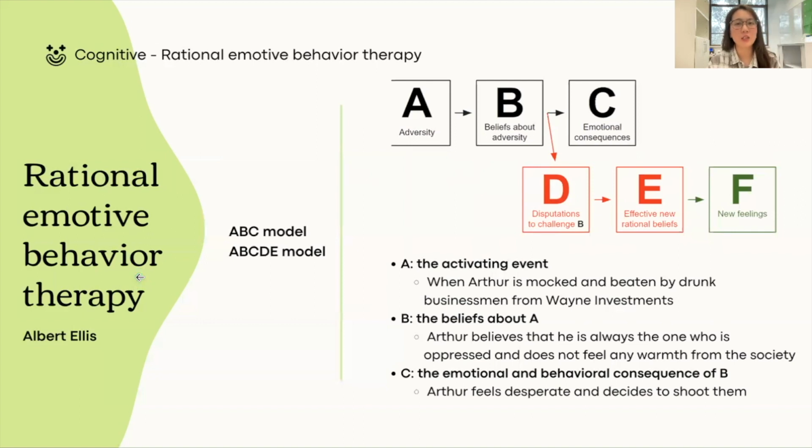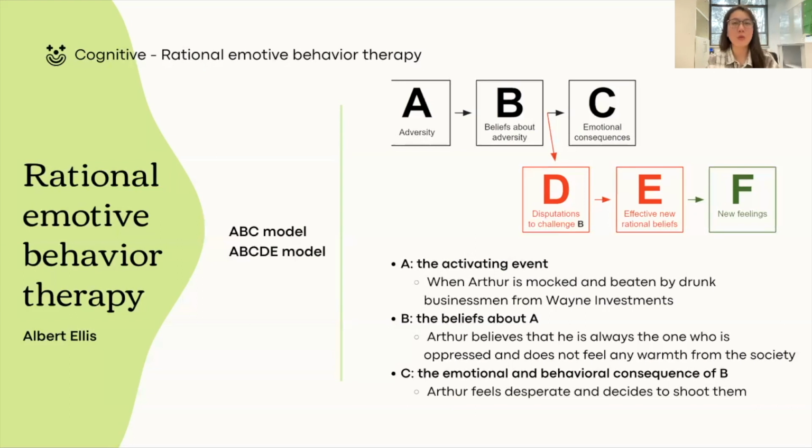Thus, the contradiction that arises here and the role of control lead to the development of the ABC model. Let's also take Arthur's first shooting scenario. A refers to the activating event, such as Arthur being mocked and beaten by the drunk businessmen. B refers to the beliefs about A, such as Arthur believing that he is oppressed and does not feel any warmth from society. And C is the emotional and behavioral consequence of our beliefs, such as Arthur feeling very desperate and deciding to shoot them. Most individuals will believe that A causes C, that being beaten causes the shooting. However, Ellis says that it is actually B that causes C. It is how we think about the situation that causes the emotional and behavioral consequences.